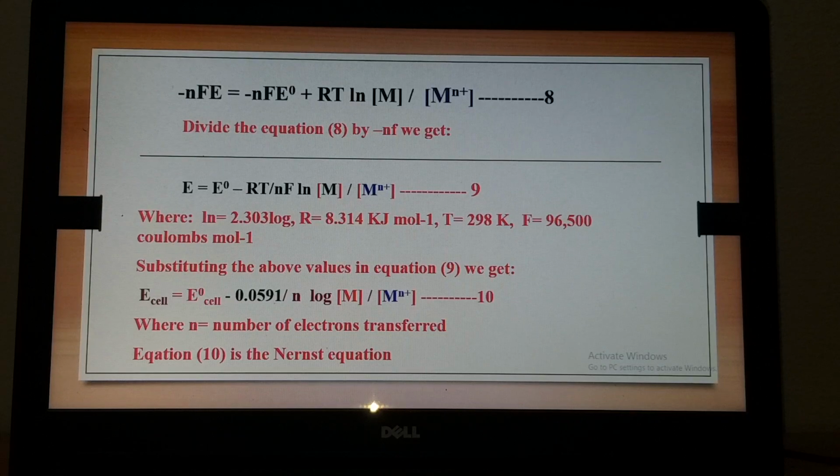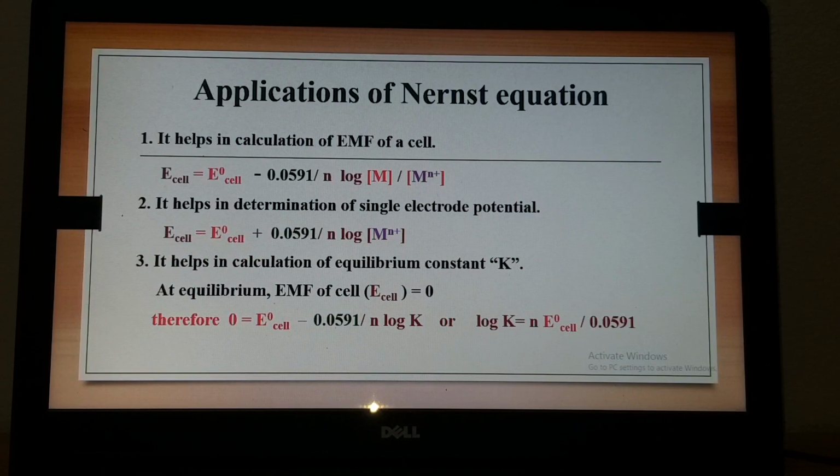Now this Nernst equation has several applications. It helps in the calculation of the EMF of the cell using the equation E cell is equal to E naught cell minus 0.0591 by n log product by reactant. It is also helpful in determining the single electrode potential, using the equation E is equal to E naught plus 0.0591 by n log M n+.